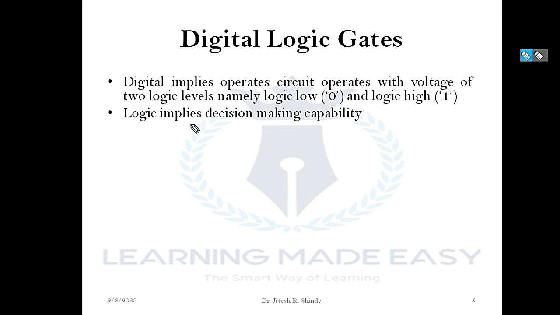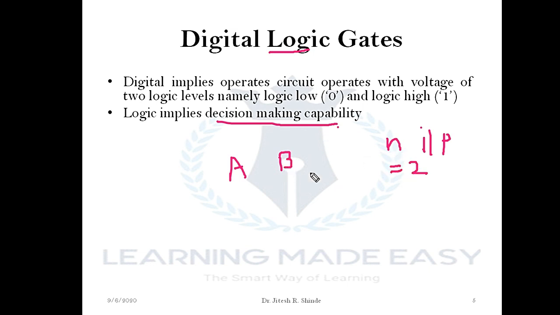Logic implies the decision making capability. This is the dictionary meaning of the logic. How are we taking the decision? Let's see. If I consider an n input gate, how many input combinations will we have? Say we are considering a 2 input gate, n is equal to 2. So how many input combinations will it have? 0 0, 0 1, 1 0 and 1 1. 4 combinations are coming here, so 4 for a 2 input gate.